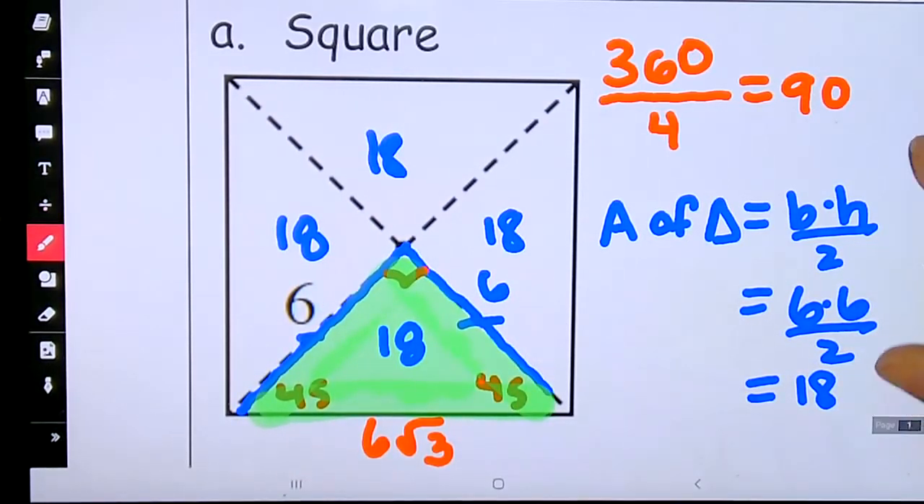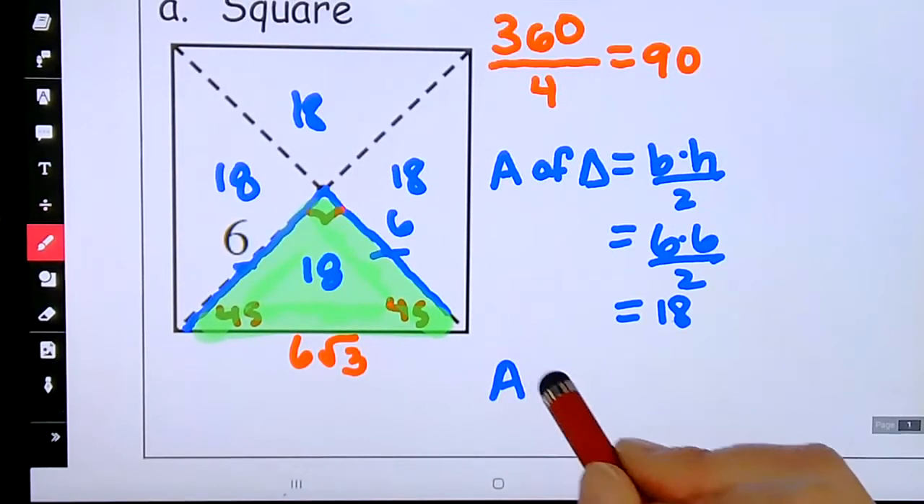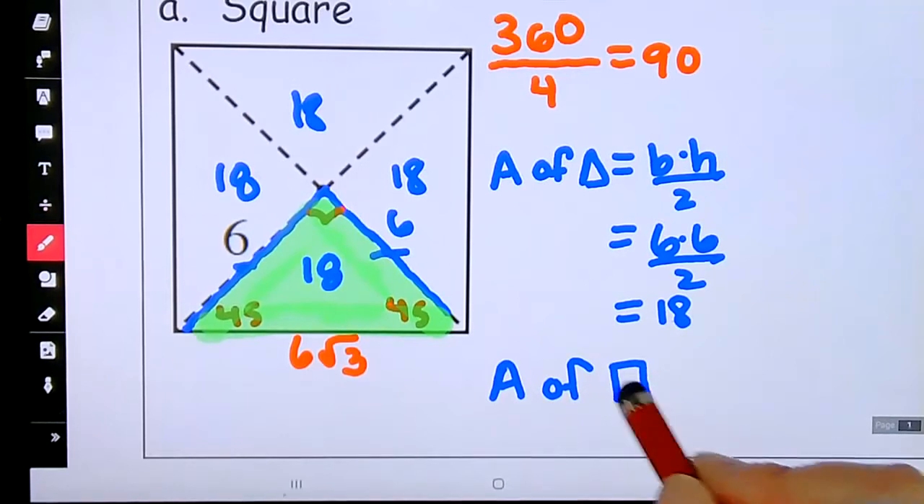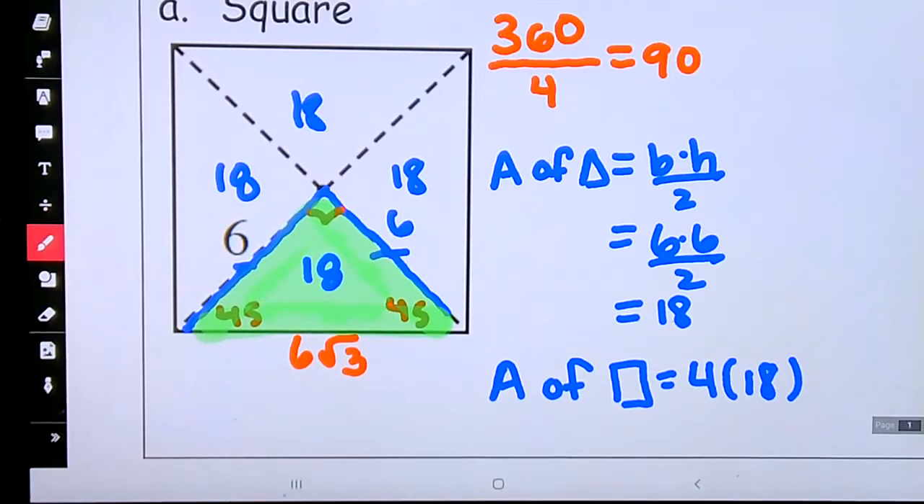So when I'm trying to find the area of the square, it is going to equal 4 times 18. And 4 times 18 is 72. And so that's going to be 72 square units.